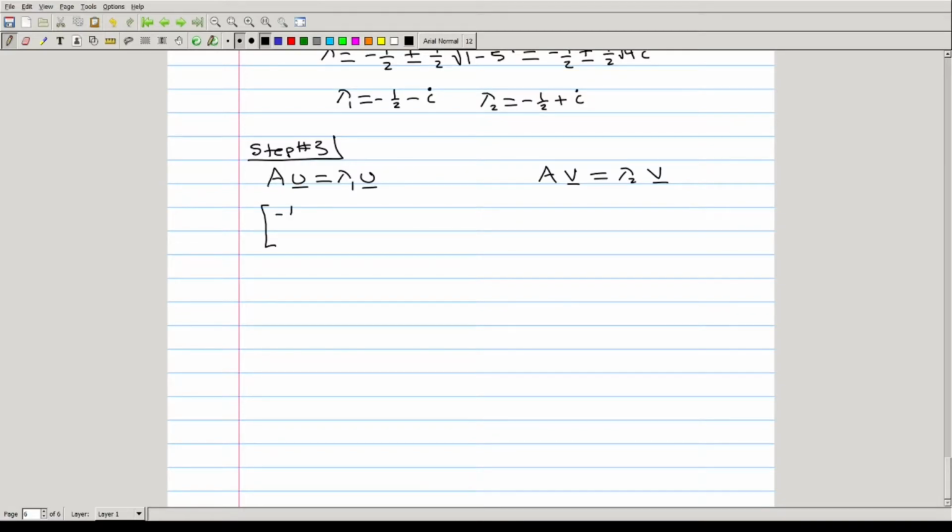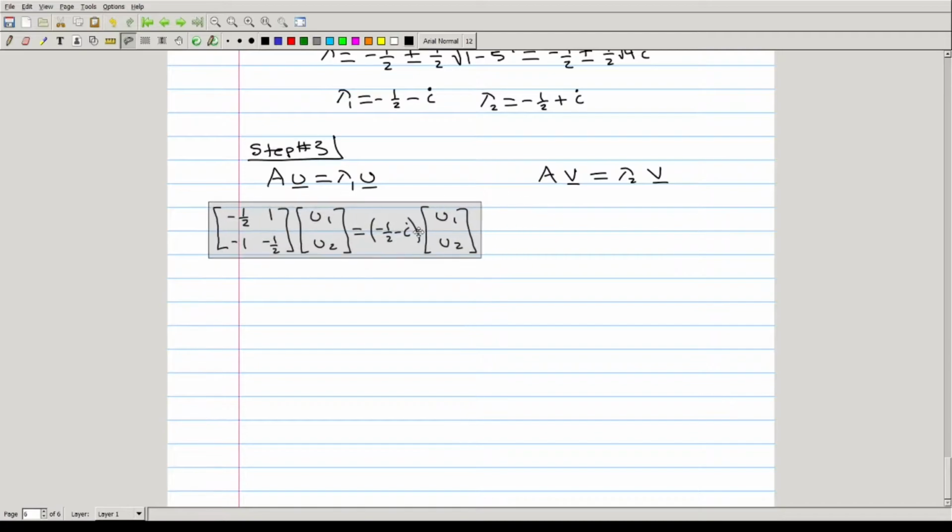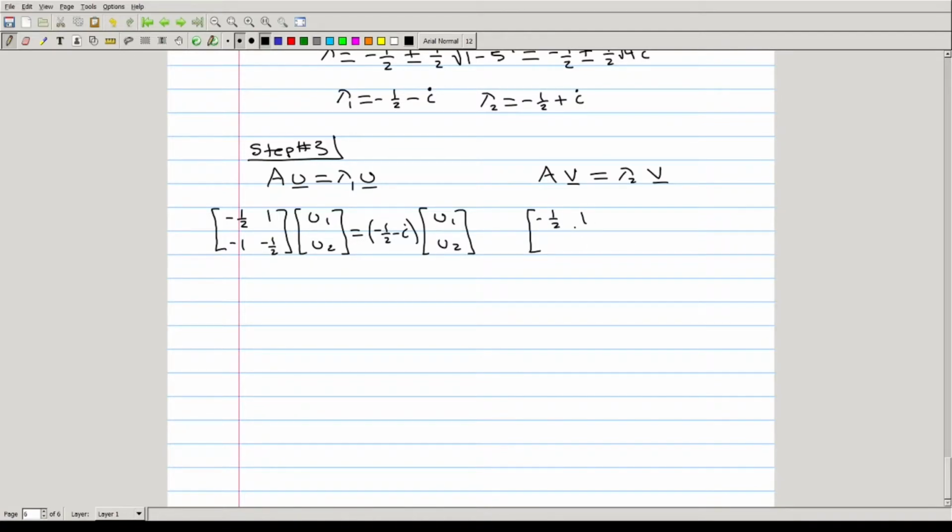This is going to give us the equation: the matrix negative 1/2, 1, negative 1, negative 1/2 times u is equal to negative 1/2 minus I times u1, u2, and A, negative 1/2, 1, negative 1, negative 1/2 times v is equal to lambda 2, which is negative 1/2 plus I times v.